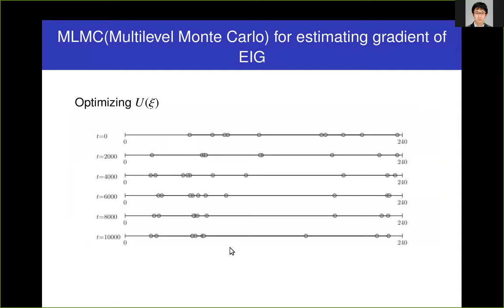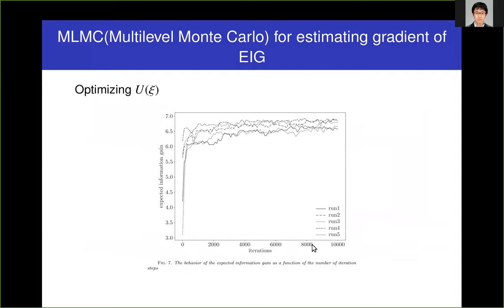And this is the result of the optimization. This point set represents Xi, the 10 blood sampling times. The initial point set at t equals 0 is a random point set. And the points move with the iterations of stochastic gradient descent. We can see 3 or 4 clusters of sampling times. Finally, we repeat the same optimization computation 5 times independently. And this is the behavior of the EIG, with the horizontal axis representing the number of iterations. This graph shows that EIG is increasing with the iteration steps. And so the optimization works well.